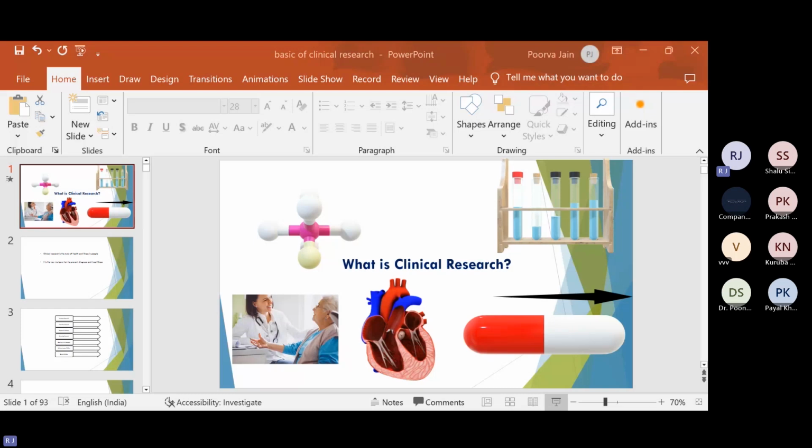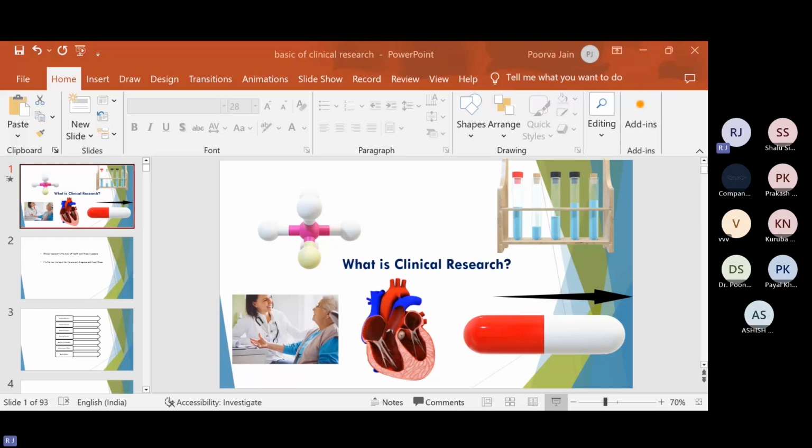As I said, in treatment research, we try to identify various treatments for a particular illness. Now how do we determine that a particular treatment, medication, device, diagnostic procedure, or surgical procedure is safe and effective? How are we going to determine it? In the next slides, we'll try to understand the proper method to determine the safety and effectiveness of a medication, device, diagnostic procedure, or surgical procedure.